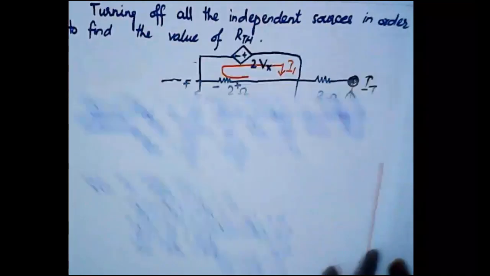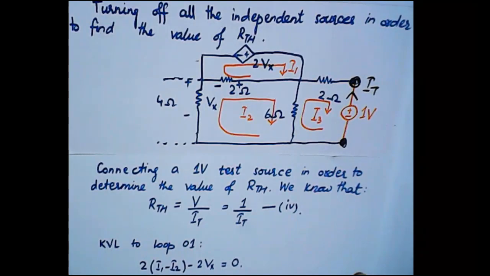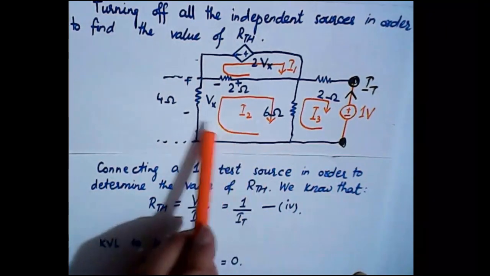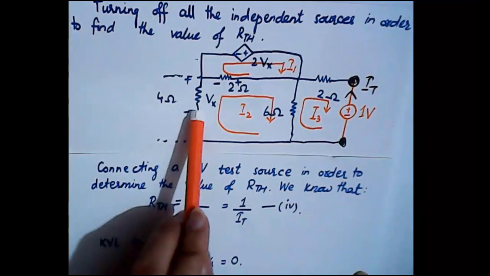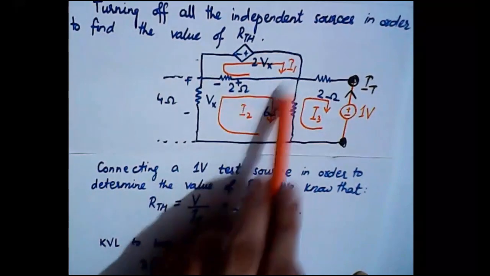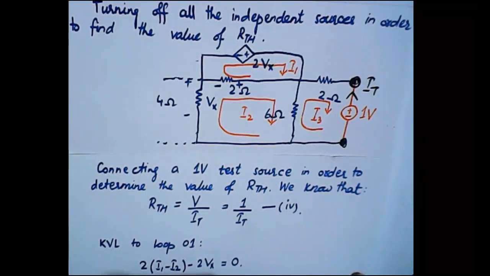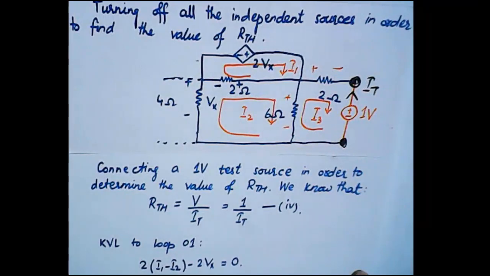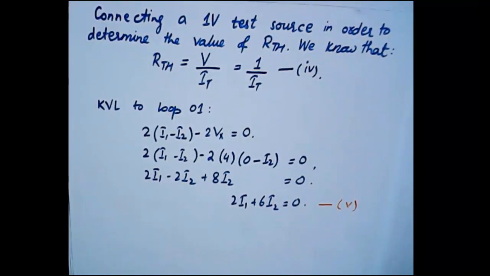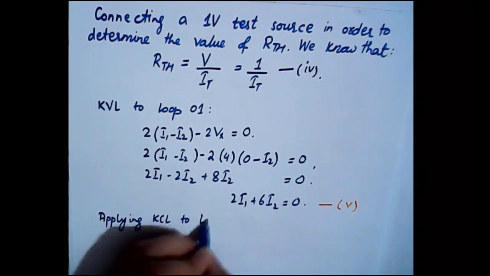Okay, so now let's move on towards the second loop, which is here. Again you can see what the equation will be for KCL applied to loop 2: minus 4 times I2, minus 2 times I1 minus I2, and since we do not have a polarity here, we will be assuming positive polarity, plus and minus. So we need to apply KCL to loop 2 here.